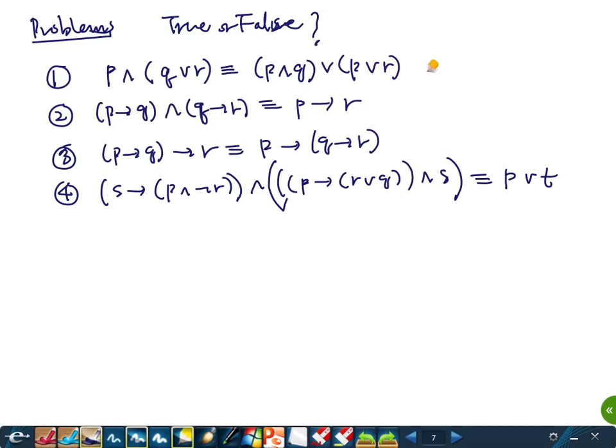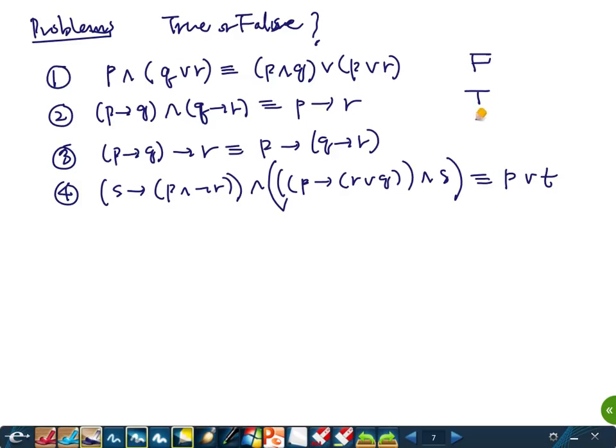Raise your hand if you think the first one is true. Can you raise your hand higher? Okay, only a few. And false. More people think it's false. Okay. Second, true. Let's do one more time. True for this sentence. And false. Okay, I think more people voted for true.